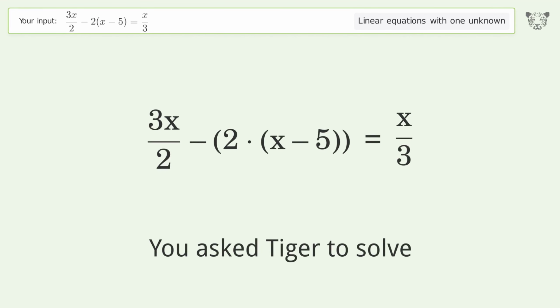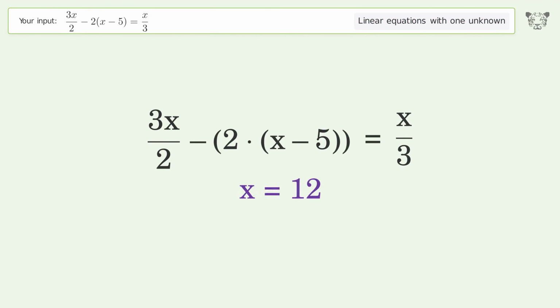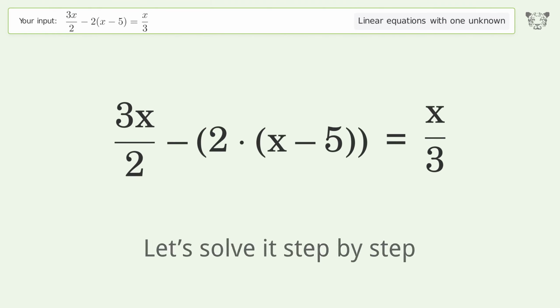You ask Tiger to solve this. It deals with linear equations with one unknown. The final result is x equals 12. Let's solve it step by step.